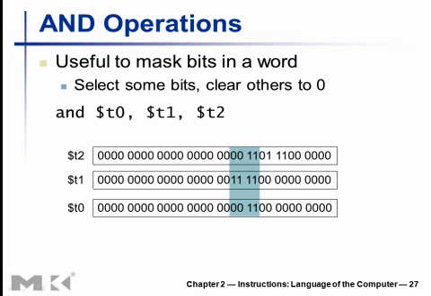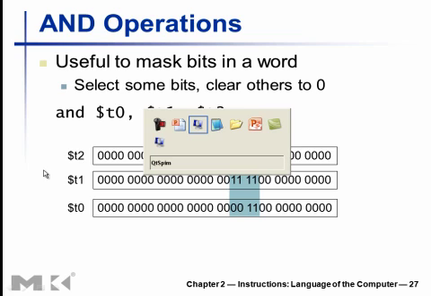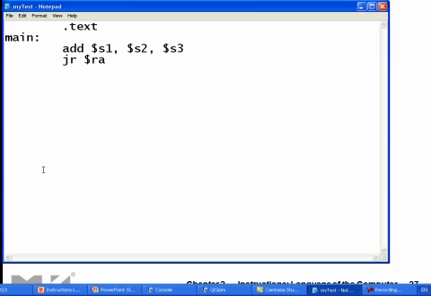First, let's take a look at the AND operation. This is useful to mask bits in a word. You can select some bits and clear the others to 0. For example, in this case, $t2 is this, 0010 0011 here, and if $t1 is 1111, we simply want to mask this out and only extract these 4 bits. That becomes 0011. We're going to write a program to test this, so let's go to here.